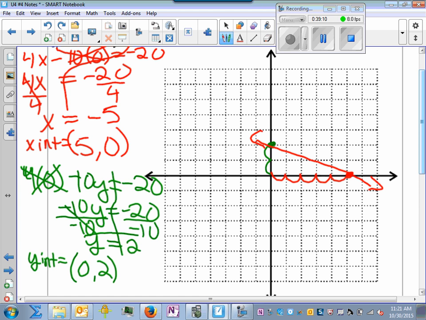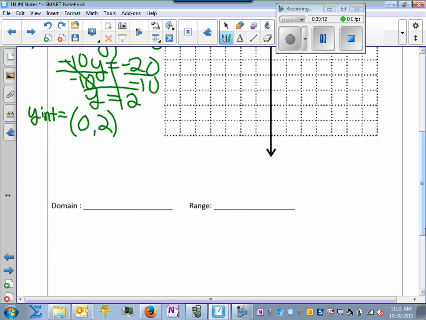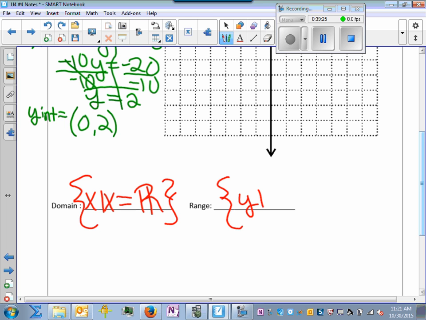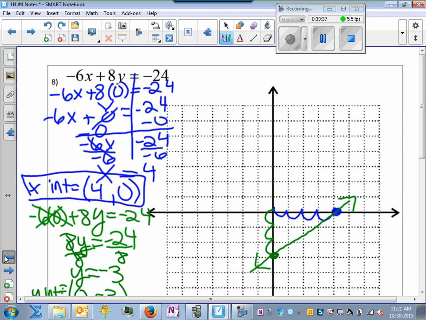And again on this one, my domain and my range are all real numbers. So I have x such that x is equal to all real numbers again. And y such that y is equal to all real numbers. Okay, good. So I'm going to go back to those two we skipped earlier, and then you'll be done.